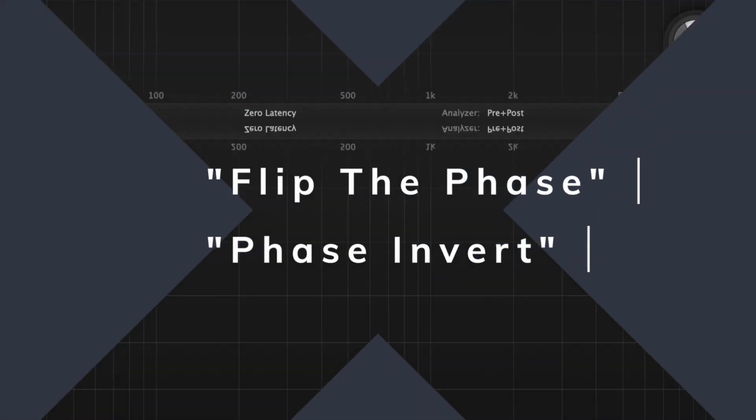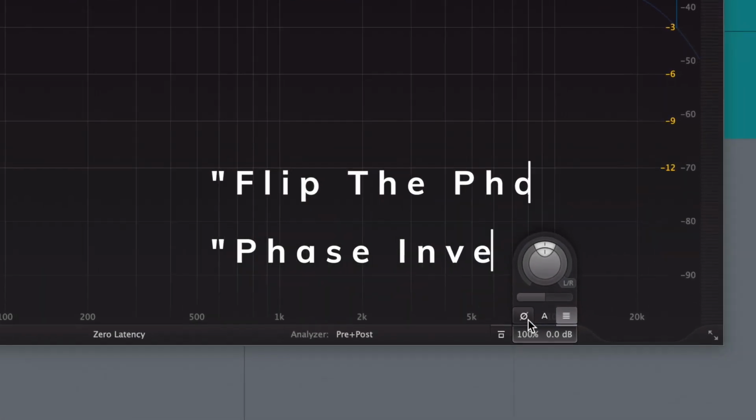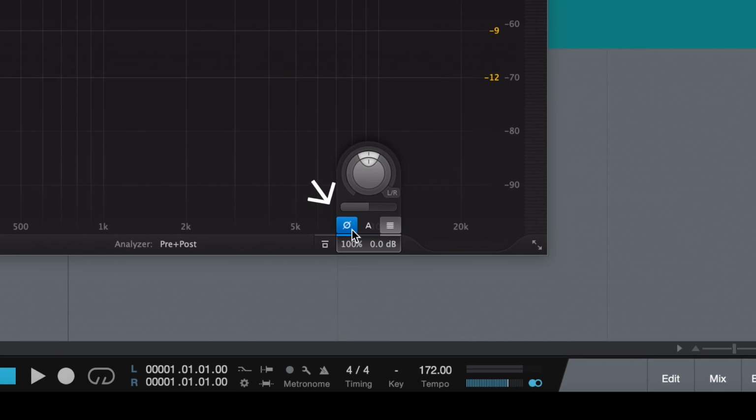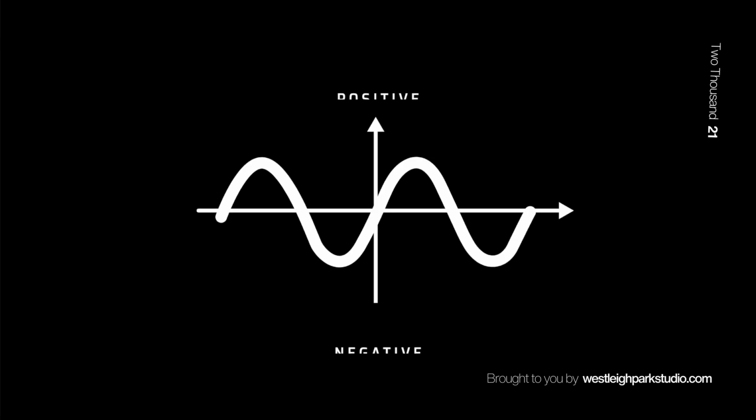You've probably heard the term flip the phase or phase invert quite a bit. Although they use the word phase, those terms actually refer to the polarity, and that refers to the positive or negative voltages of the signal. Reversing the polarity results in the inversion of the waveform, so the positive is negative and the negative is positive.